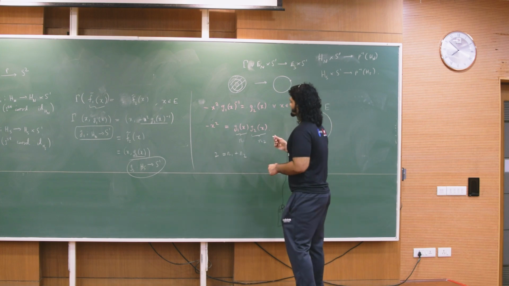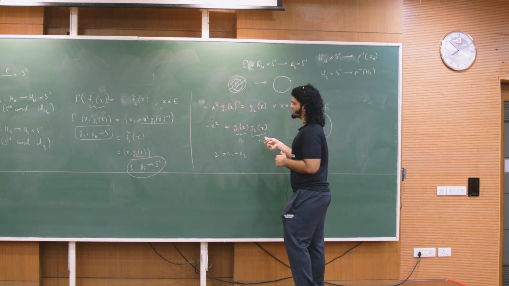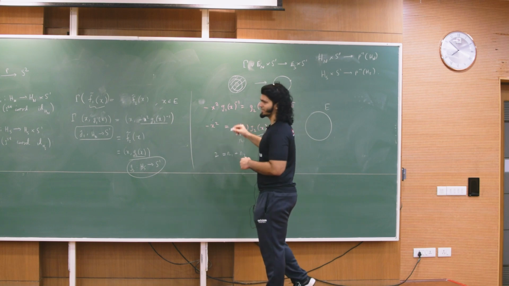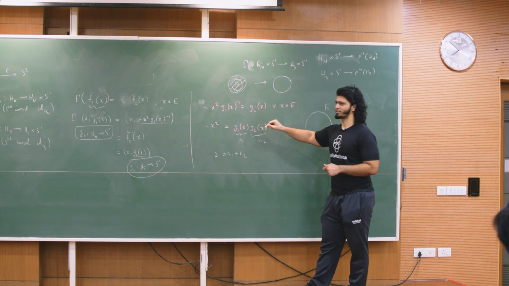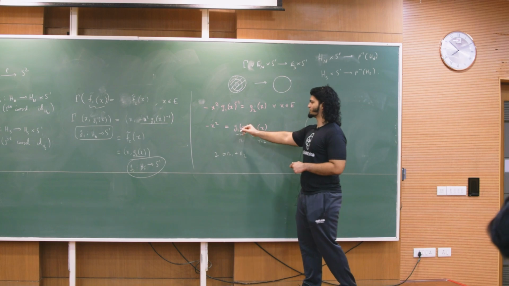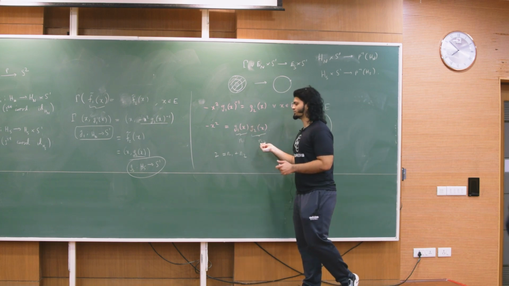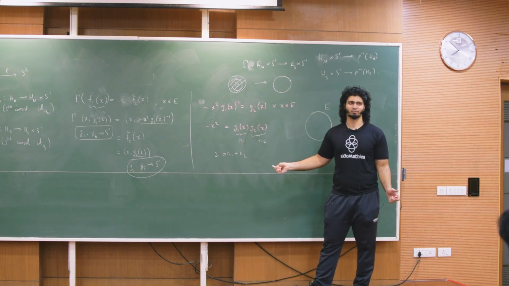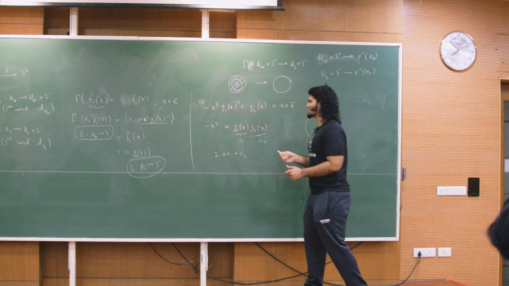So that would mean that since G1 can be extended to a disk and G2 can be extended to a disk, the winding number of both of these has to be 0. N1 and N2 are both 0, but then they can't possibly add up to 2. So that's basically the contradiction.